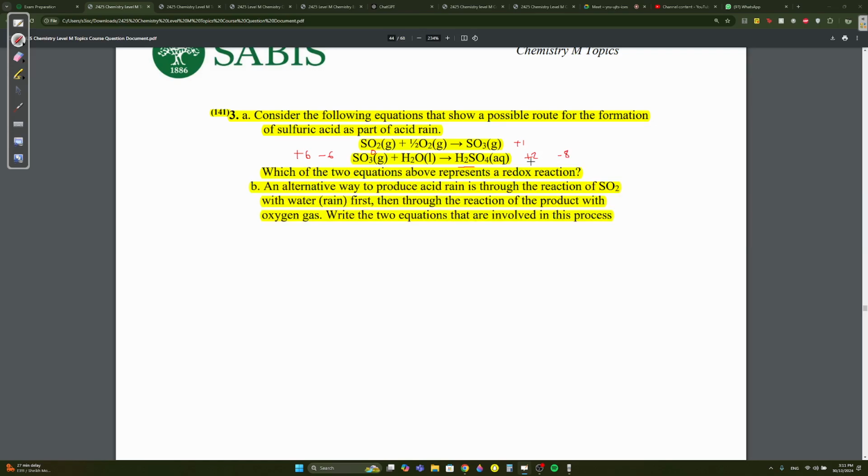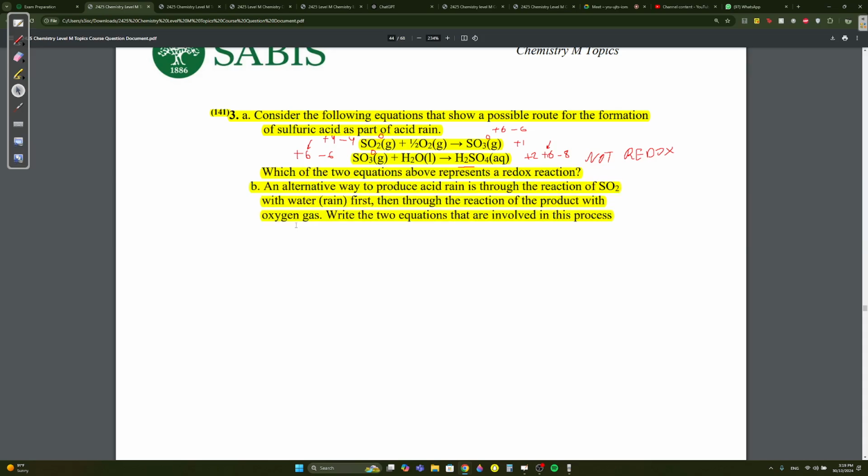So the 4 oxygens are -8. Then S here, how much is it? 2 minus 8 is -6. So how much does the sulfur have to be here? +6. So that means the sulfur here was +6. The sulfur here is +6. Did it change? It did not change, right? So that means this one here is not redox.